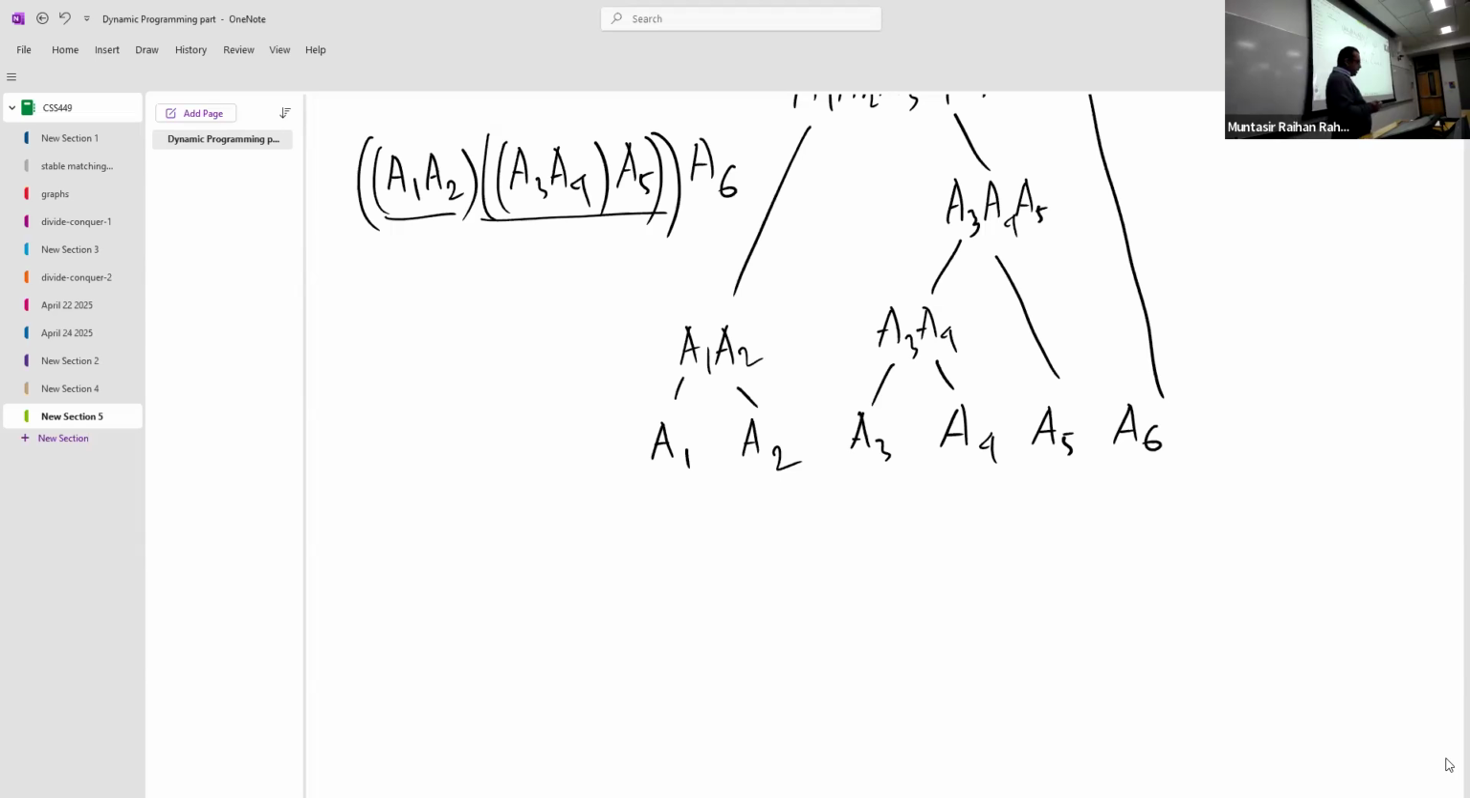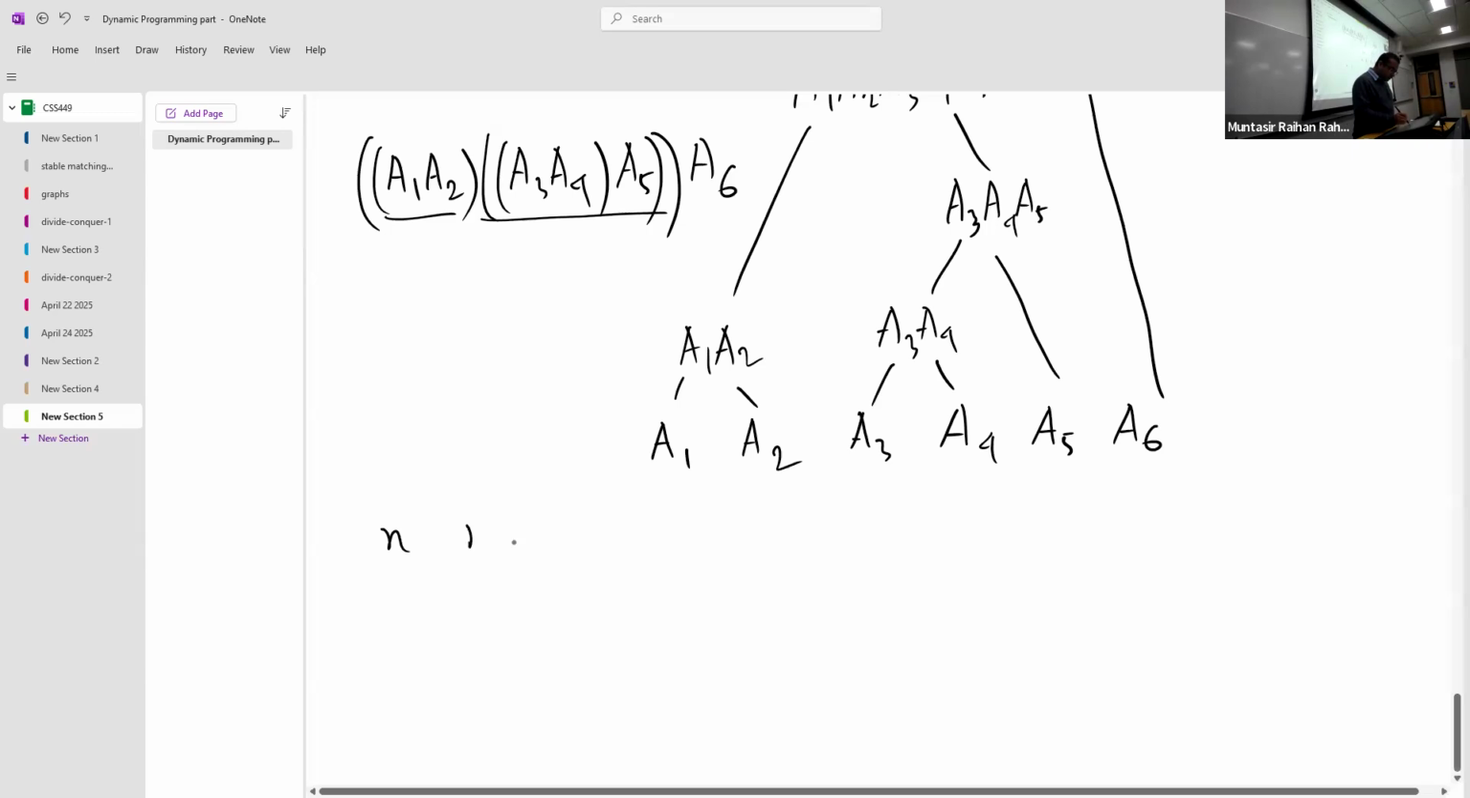Let's think about it like this: let's say I have n matrices that I need to multiply. How can I split this into subproblems?